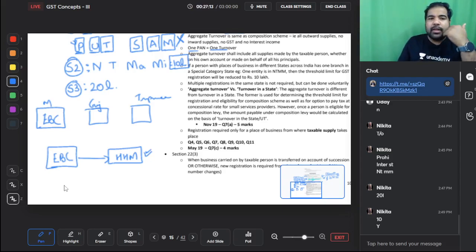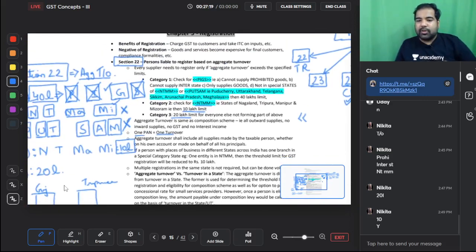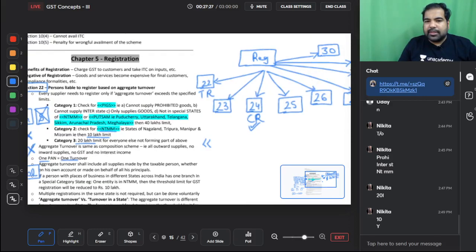Not very important. In this section 22, the limit is the most important thing, whether you're supposed to register or not. Guys, that is section 22. Wait for the questions. You will love the questions, and some exam questions also we will solve here. This is section 22. This is section 24. So either 24 or 22, one of them will give you an answer whether you should register or not. These are the two sections for registration.